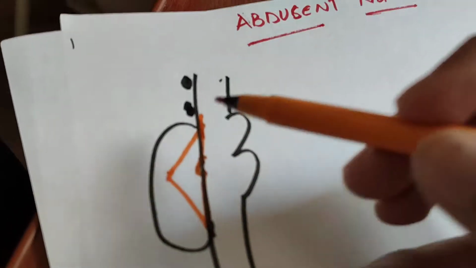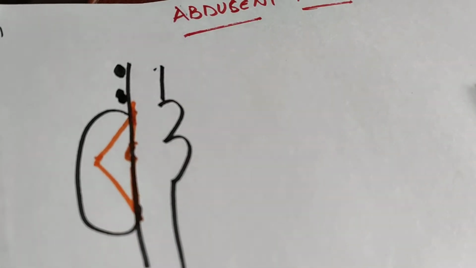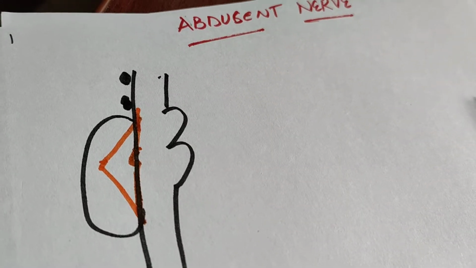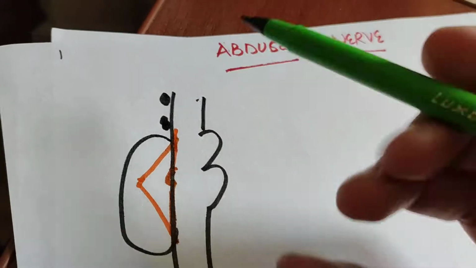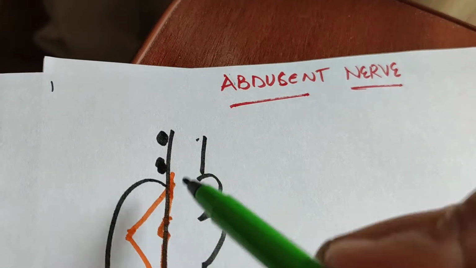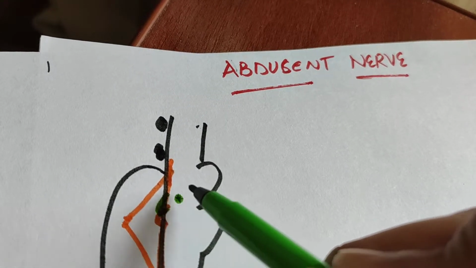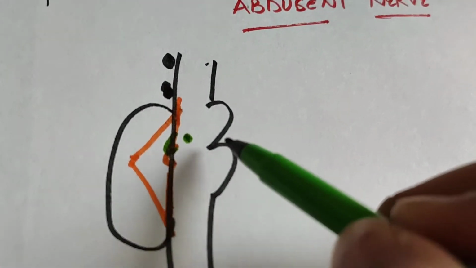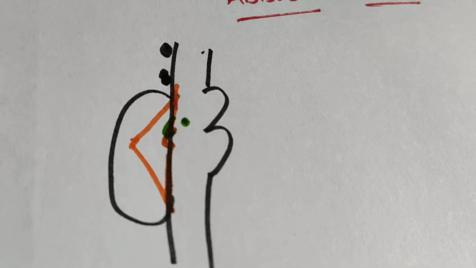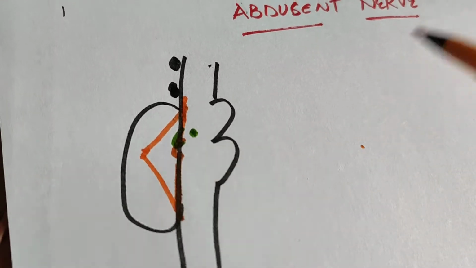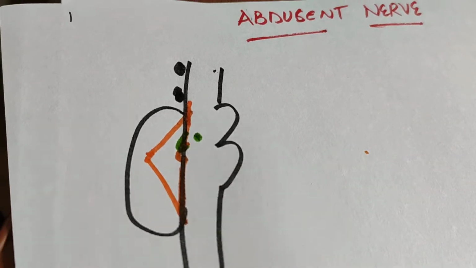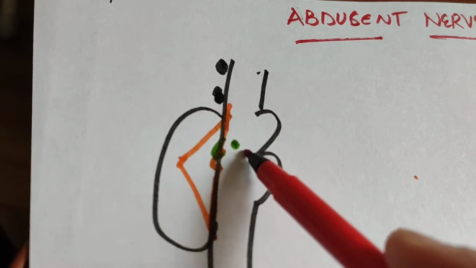Where is the abducens nerve nucleus? That is the abducens nucleus. It is present at the lower pons level. Here is the sixth cranial nerve nucleus, the abducens nucleus. And if I talk about the seventh cranial nerve nucleus, it is like this.